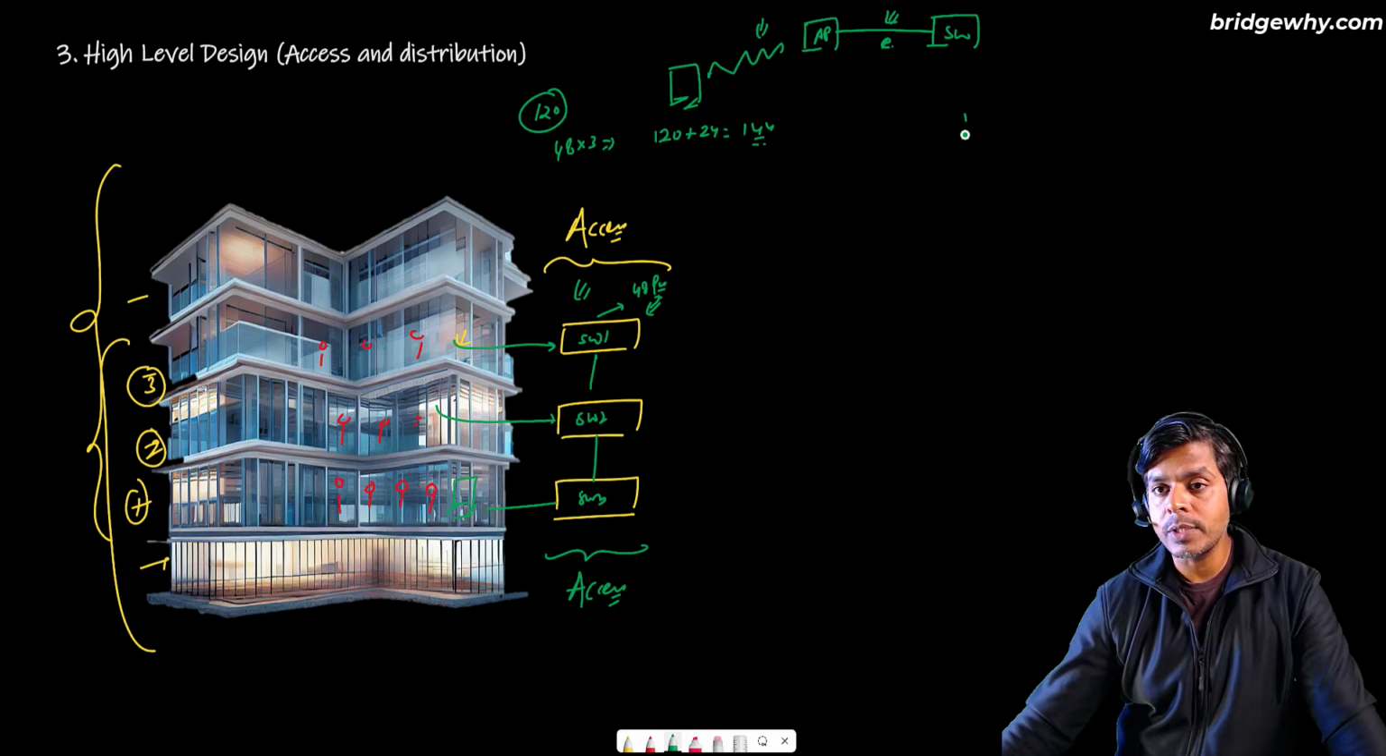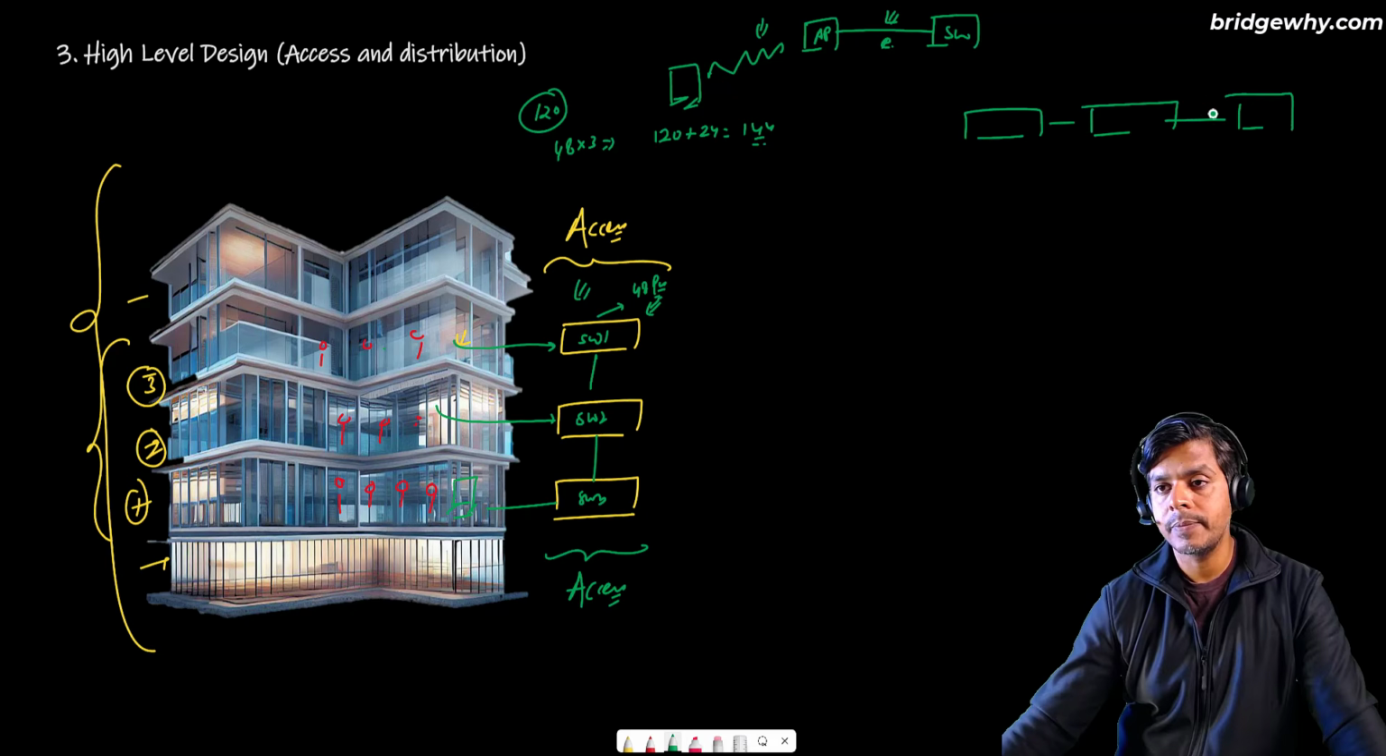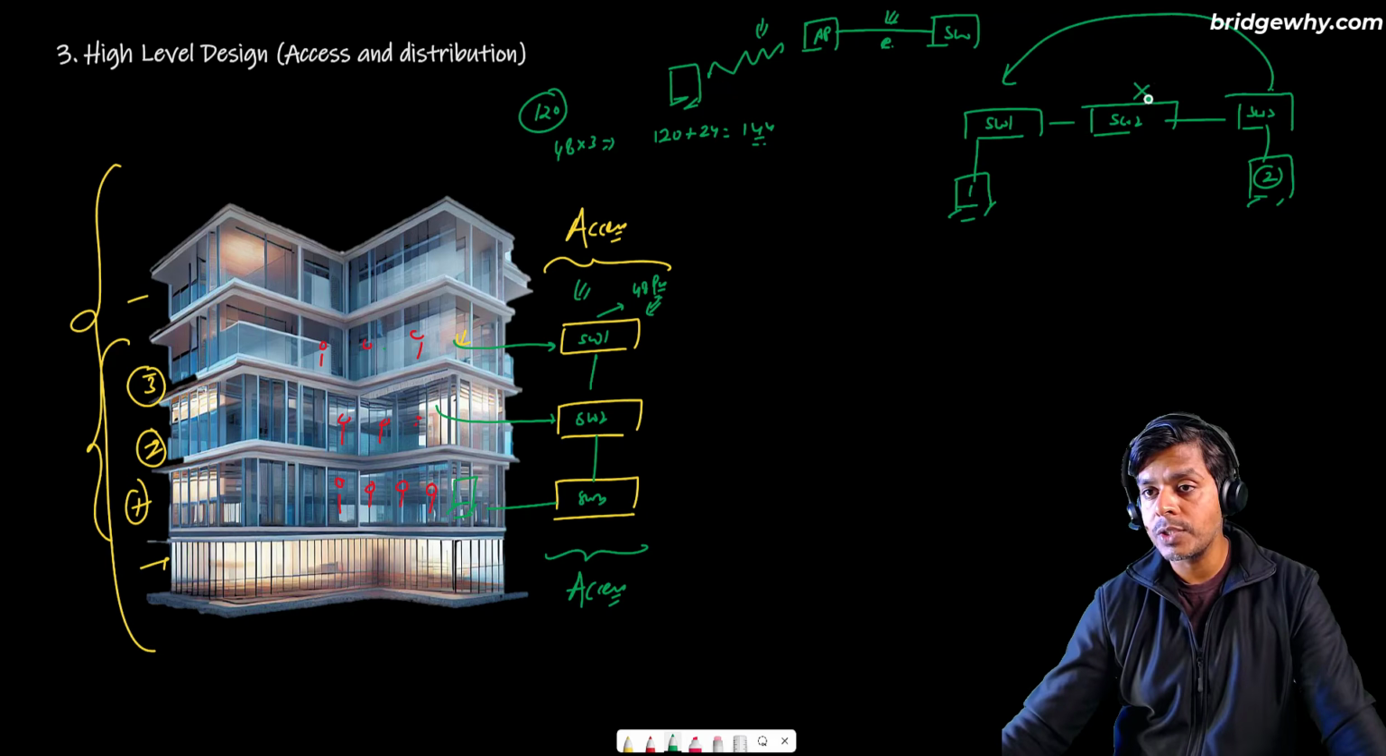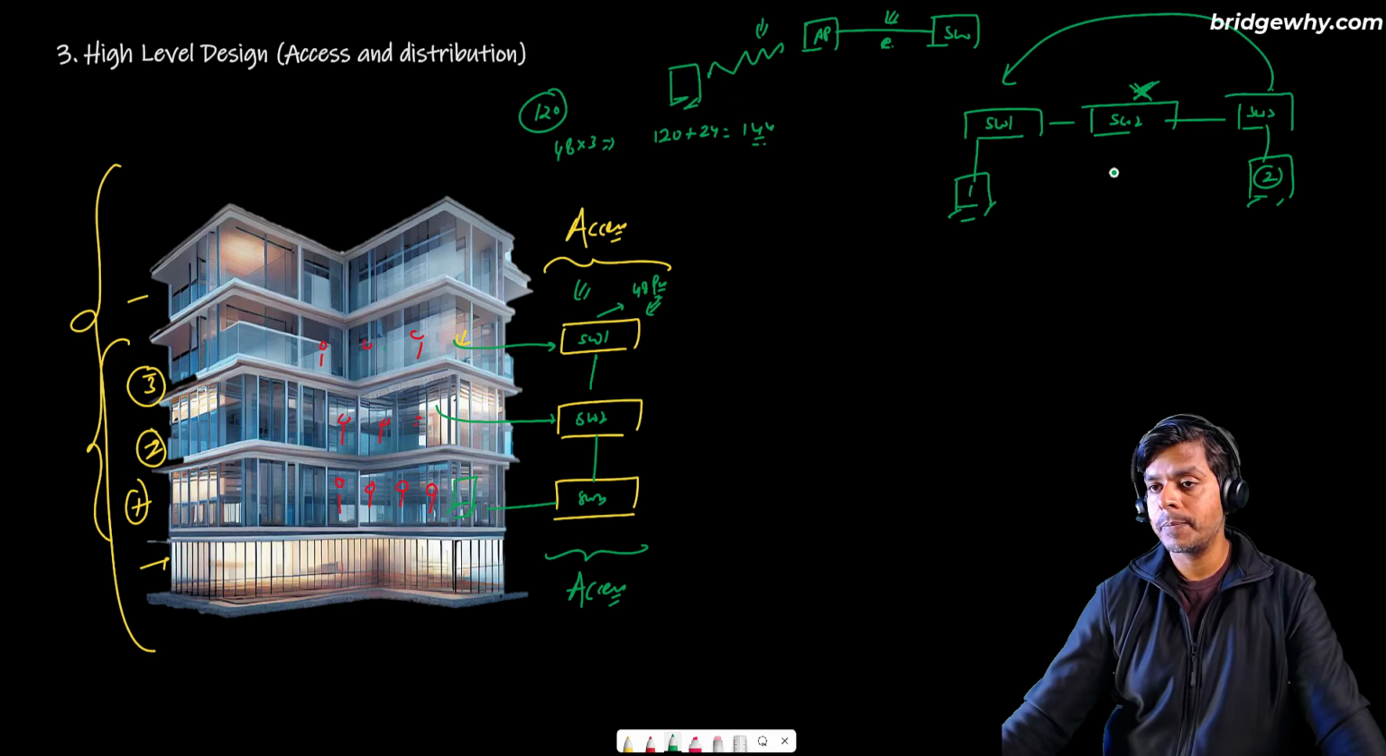Why? Suppose we connect these three switches together like this, meaning switch 1, switch 2, and switch 3. And suppose switch 1 has a PC, switch 3 has a PC. If switch 3 wants to communicate to switch 1, or maybe this PC 1 wants to communicate to PC 2, and if this switch 2 goes down, it's a problem, right?